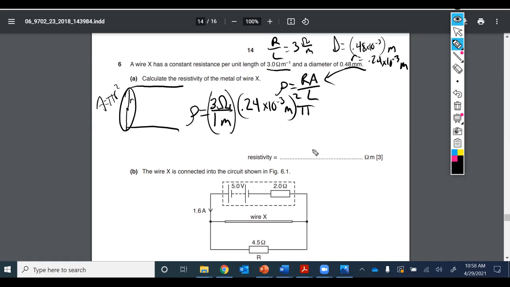I get 5.4 by 10 to the negative 7. If you were able to calculate that in the lengthy class time that I gave you to think through this, that's really good.